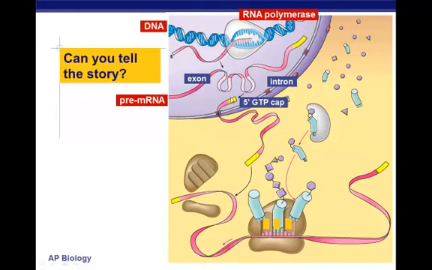The 5' GTP cap and the poly A tail are going to be added. This helps get the message out of the nucleus and protect it from being degraded, so that the ribosomes can work on reading the message and use it to make a protein. Our mature RNA now is going out to the cytoplasm.